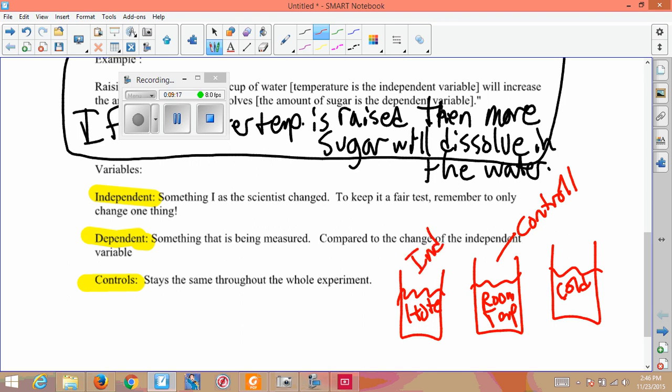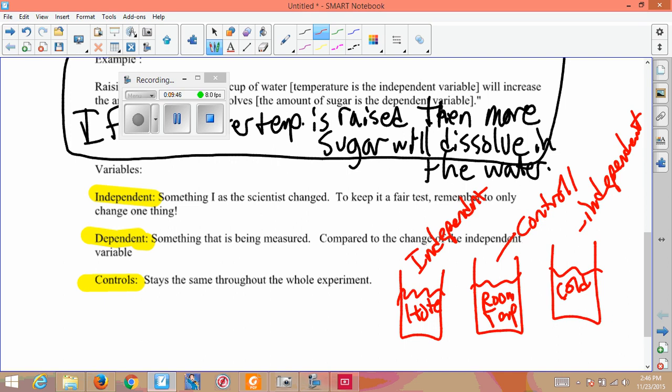So take 10 seconds, silent think time. What would be the dependent variable in this experiment here in red? And the dependent variable is the amount of sugar that dissolves. Okay? So one of these may have more sugar dissolving in it than the other two.